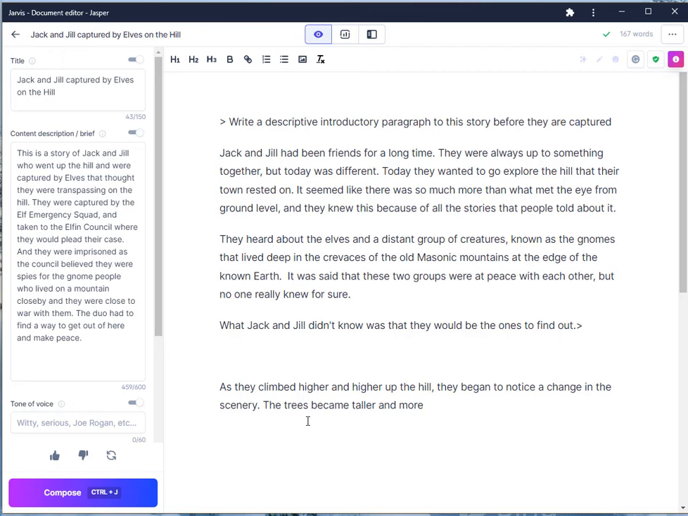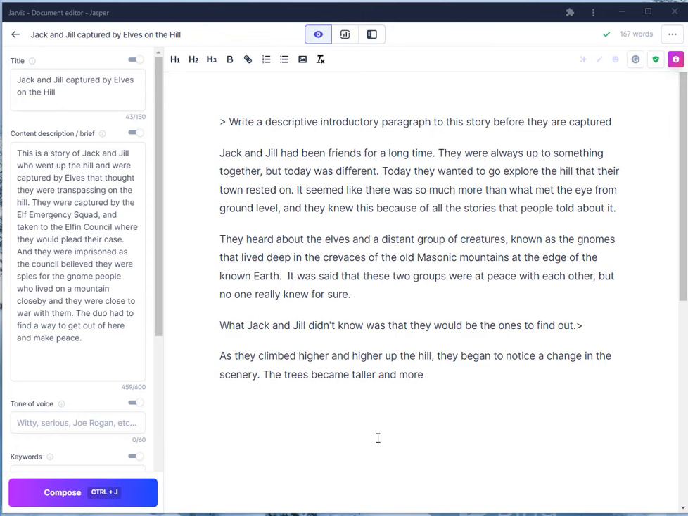And to think that we basically started this off with just a premise of Jack and Jill going up the hill, and then we added one element of being captured by elves, the reason being because they thought they were trespassing on the hill. Jasper gave us the elf emergency squad and the elven council where they would plead their case, and then I brought in the gnome people who lived in a mountain nearby and were close to war with them, and so now we're creating that story based on those elements.